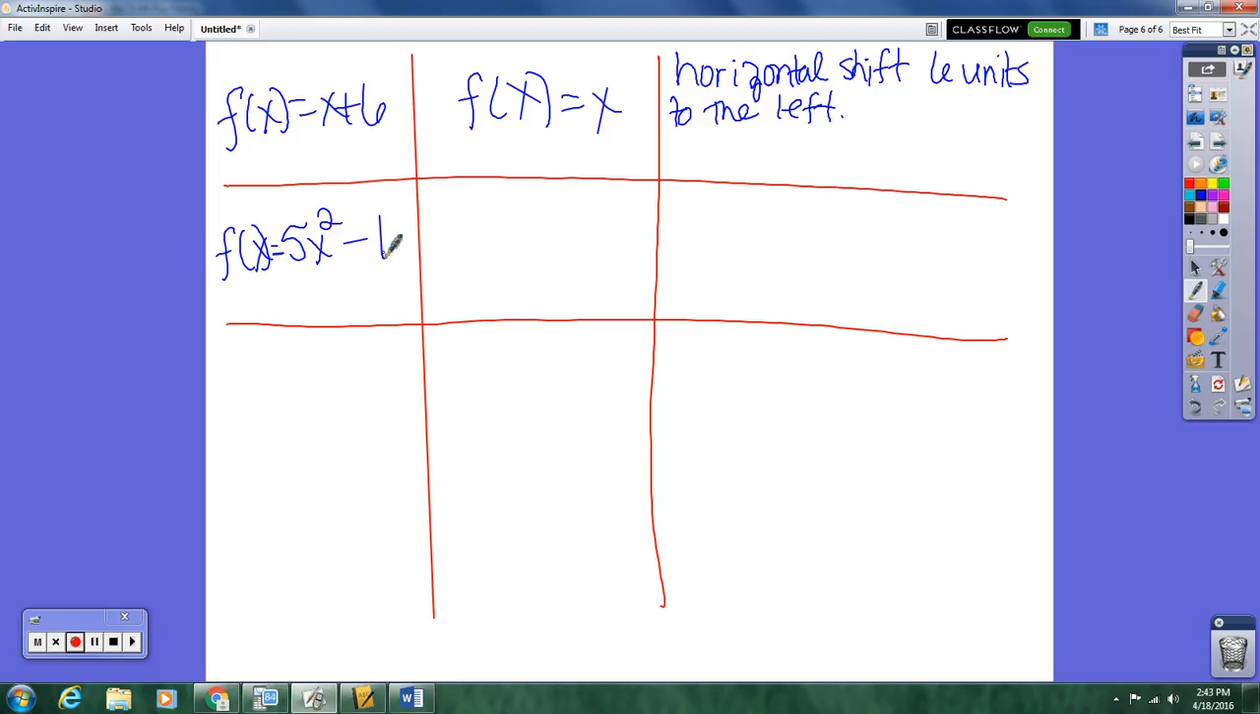Okay, so here's the next one. 2 numbers, that means there's 2 things that have been done to it. Take all the numbers off, and what parent function do we have? F of x equals x squared, the quadratic. There's 2 things: here's one number, here's one number. They both do different things to it.